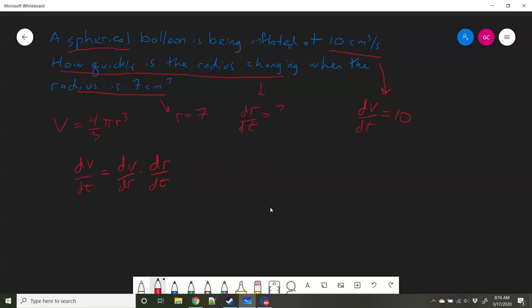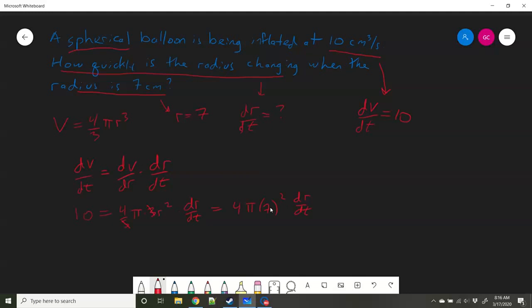So, what are the pieces that we have? We know that dV/dt is 10, so I can just fill that right in. And dV/dr just means the derivative of this equation, treating r as the variable. So that's just going to be, well, it's 4/3 pi times 3r squared, times dr/dt. Of course, that 3 and that 3 cancel, so you just get 4 pi r squared for dV/dr. But now I want the radius to be 7. So in fact that's 4 times pi times 7 squared times dr/dt. So all of this together is equal to 10.